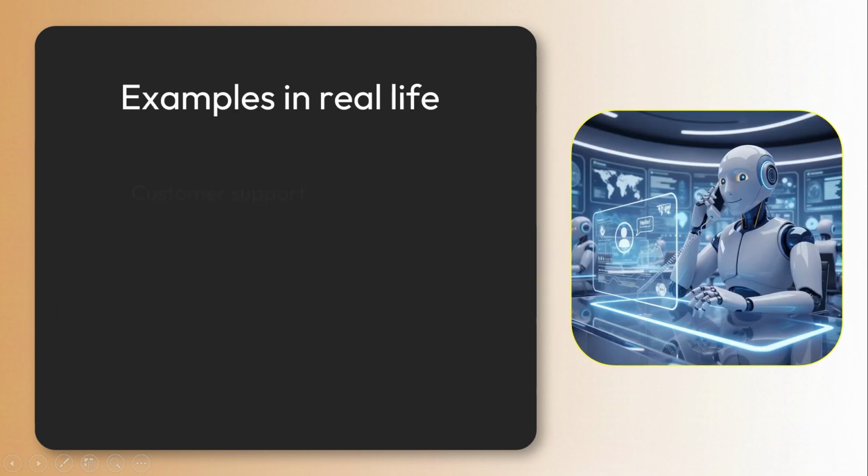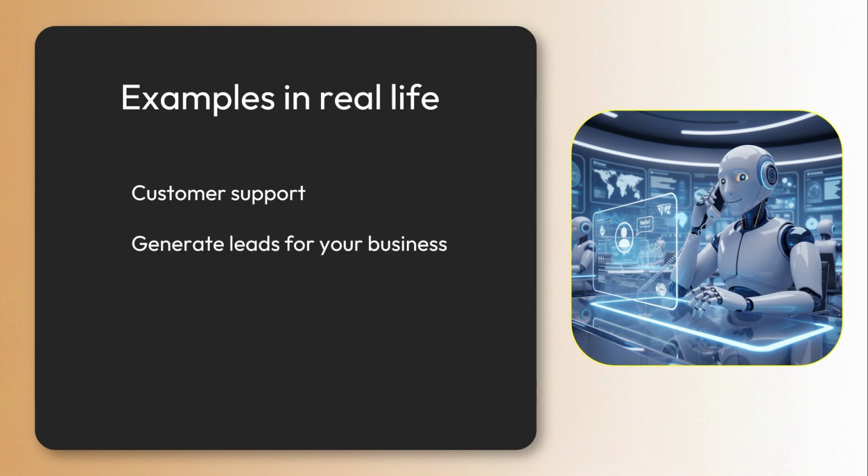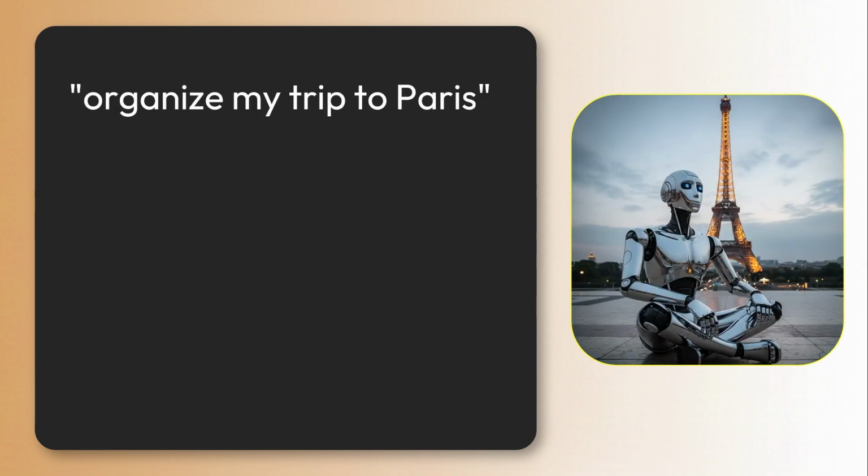There are tons of examples of AI agents in real life. For example, customer support. Nowadays, you can chat with an AI agent that we call a virtual assistant. At 3 a.m. in the morning, you can place an order. The AI agent can generate leads for your business. And there are a lot of examples nowadays in social media where the content is actually created by AI agents, not humans.